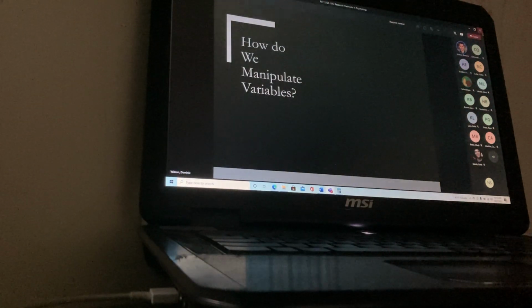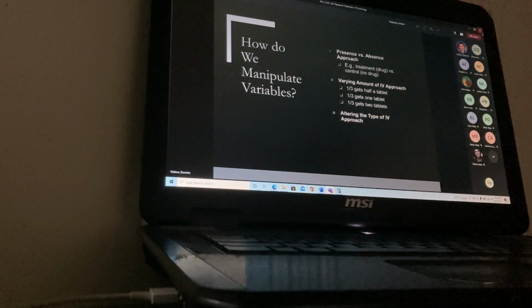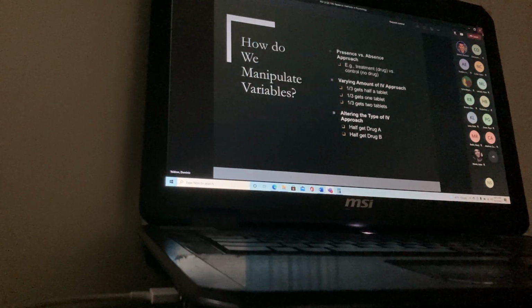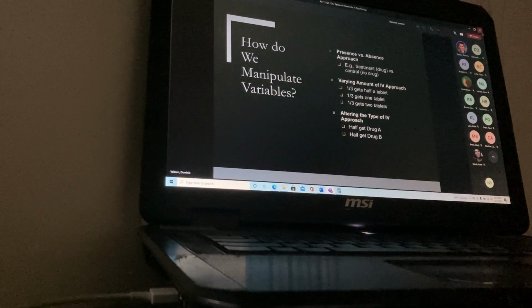So how do we manipulate variables? All right, so there are a lot of different ways, but these cover the three general types of manipulations that we tend to do in research. So the first is a presence versus absence approach. So you may have heard of these types of designs. So just so you know, I'm using clinical language for all of these, treatment, tablet, drug, but this could apply to anything. It could apply to experimental social psychology. So it doesn't have to be clinical, right? But this is just the example I'm using.